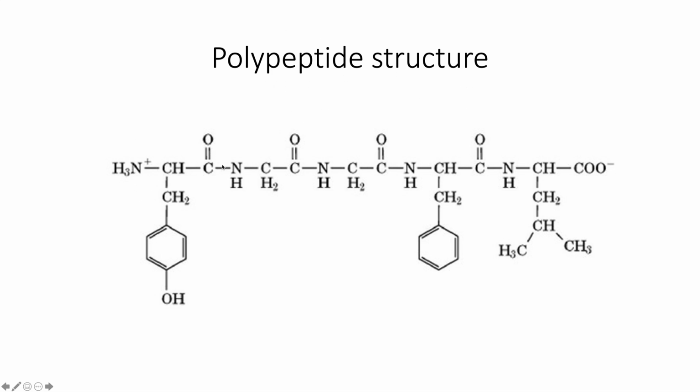So here you can see there's an amino acid right here. This is an amino acid. This is an amino acid. This is an amino acid. If I gave you a list, you might even be able to identify them. This is tyrosine, glycine, phenylalanine, and isoleucine. Right? But if you had a list, you could identify them.